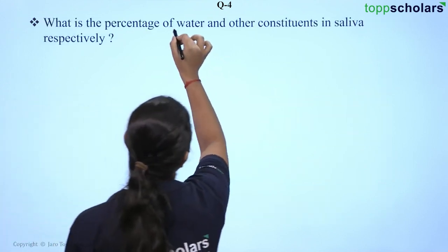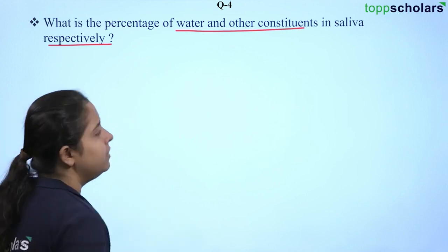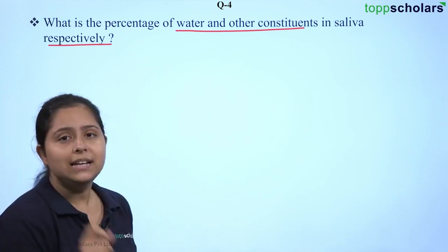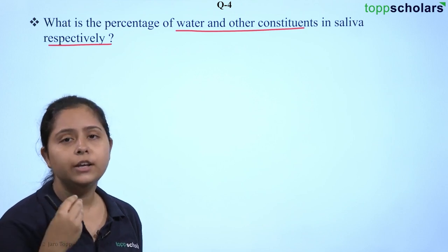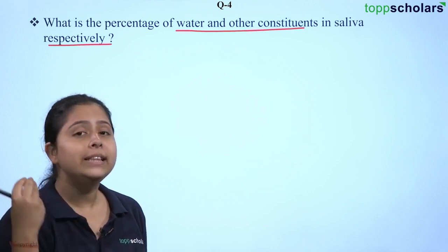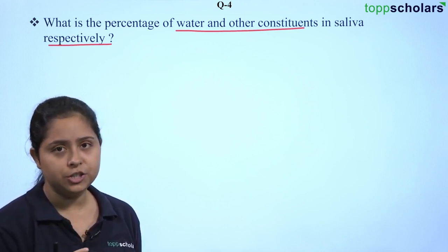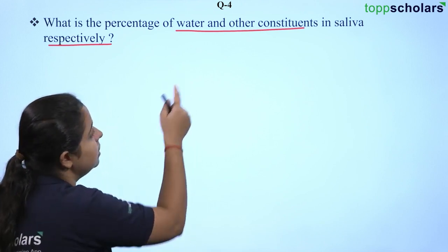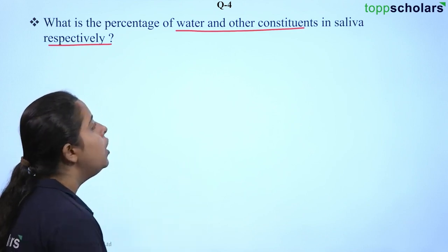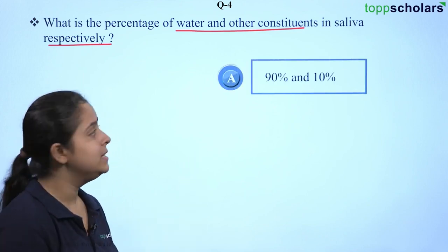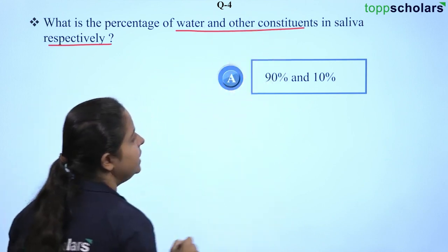What is the percentage of water and other constituents in saliva respectively? So, saliva is basically the fluid which is present, you can also feel it, in your buccal cavity. When we think of or when we see delicious food, we have salivation. So, we are being asked about the constituents of the saliva. Let us have a look at the options. We have option A, which is 90% and 10%. Water and other constituents we need to tell.